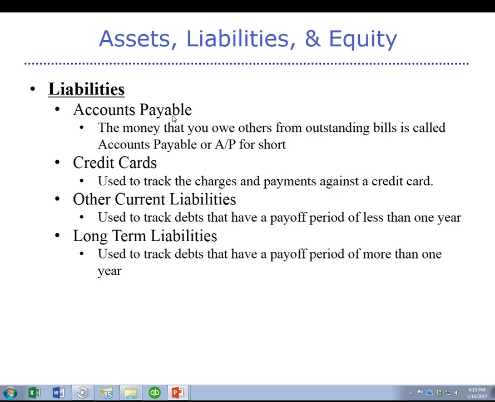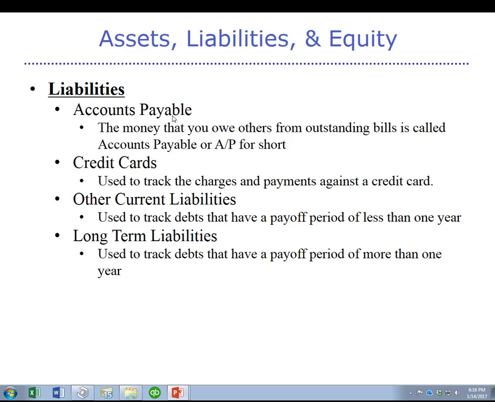Then there's liabilities. Liabilities have multiple account types also. There's accounts payable. This would be the reverse of accounts receivable. This would be the money that you owe others from outstanding bills, and that is called accounts payable, or AP for short. Then there's the account type of credit cards. Credit cards are used to track the charges and payments against a credit card.